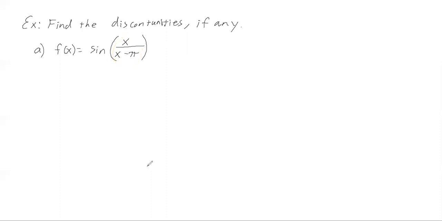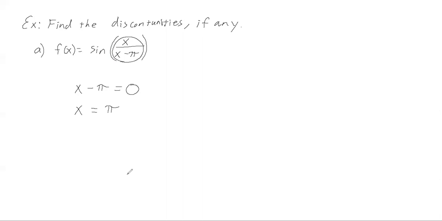All right, let's do so. For the inside, what do I know about it? Well, I know the bottom cannot be equal to 0. So I'm going to have a discontinuity where the denominator is equal to 0, which is where x is equal to pi.